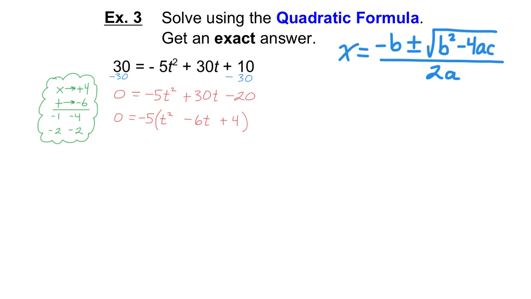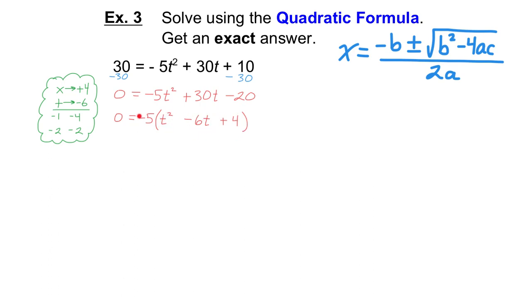Now that's x. We have t. That's fine. It's interchangeable. So now we just have to figure out what numbers to plug into the a, b, and c spots in the formula. Well, we could start with this equation and say a is negative 5, b is positive 30, and c is negative 20. Or, to make our numbers a little smaller so that it's easier to work with, we can just look at this part here.